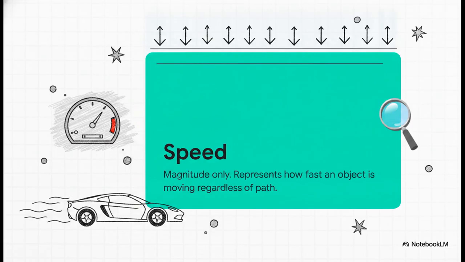Think of a car's speedometer. It just tells you the magnitude, like the raw number of meters per second. It literally doesn't care where you're going, just how fast you're getting there.